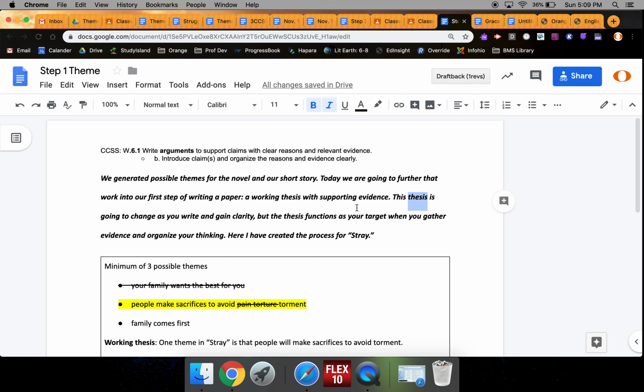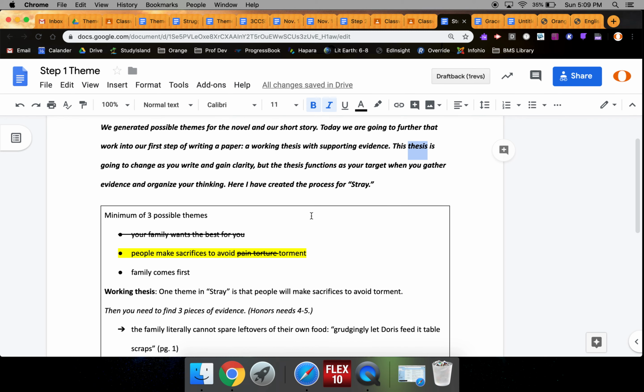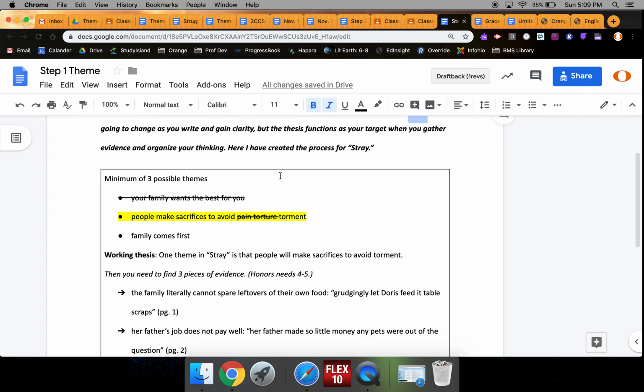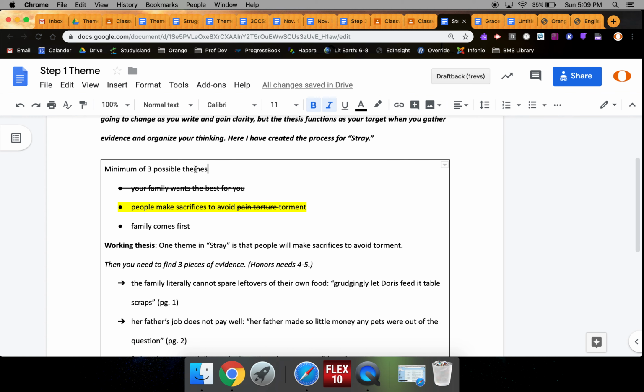So you're going to watch me do a little bit with Stray, and then you're going to go do it with the short story, Everything Will Be Okay. So we're asking you to do a minimum of 3. You will see that I came up with 3 here. I decided that the first one didn't work, so I put a line through it. Then I narrowed it down to number 2 and number 3, and I decided that number 3 isn't really the reason, the motivation of why he did it, and so I settled on number 2.